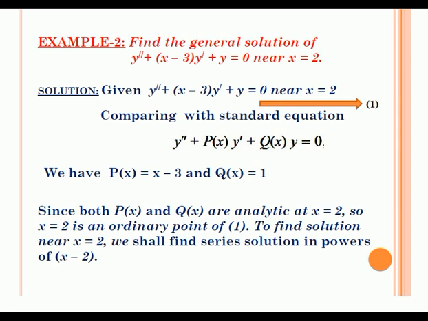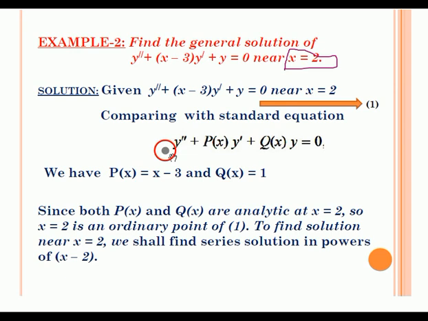Now move on to another problem. Find the general solution of d square y by dx square plus (x minus 3) dy by dx plus y equals 0 near x equals 2. Here they are clearly mentioning that the ordinary point will be x equals 2. We can also check whether x equals 2 is an ordinary point or not.